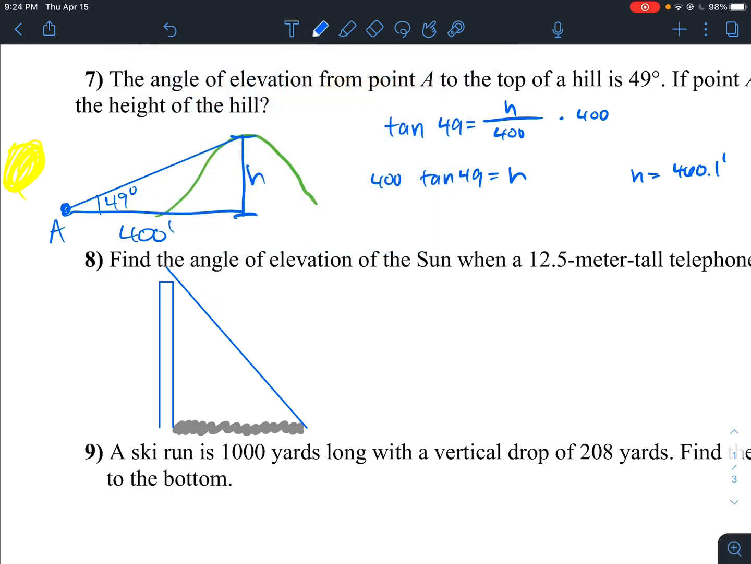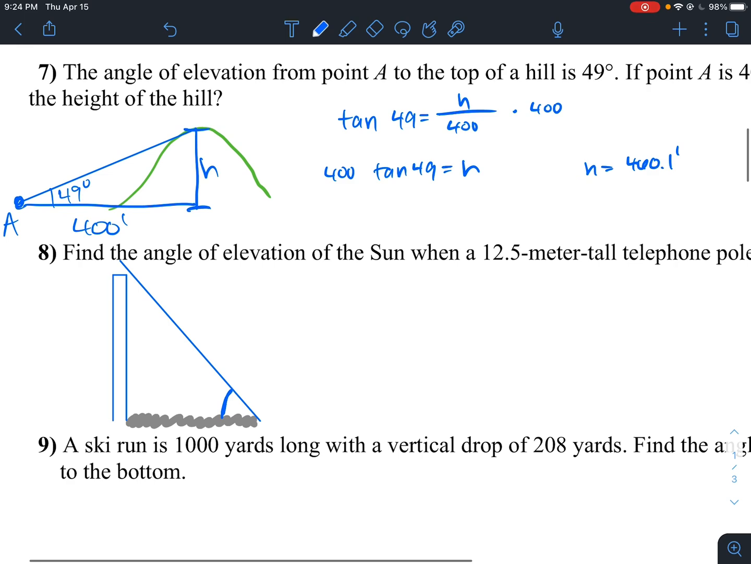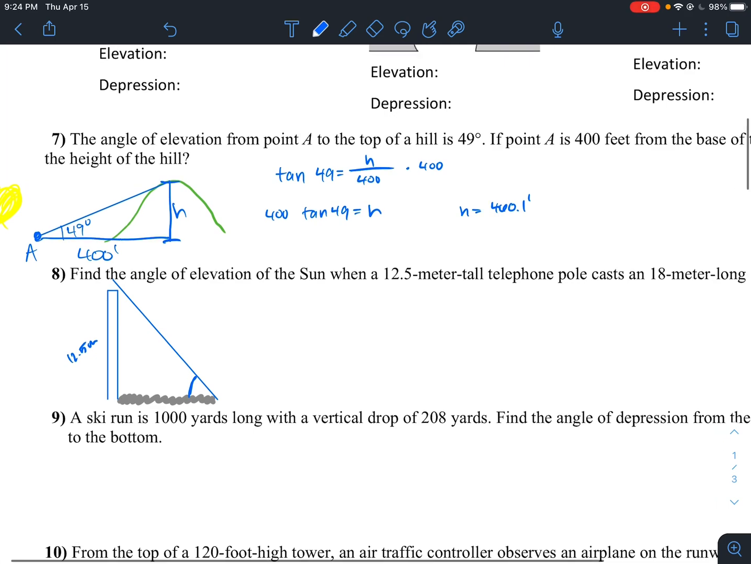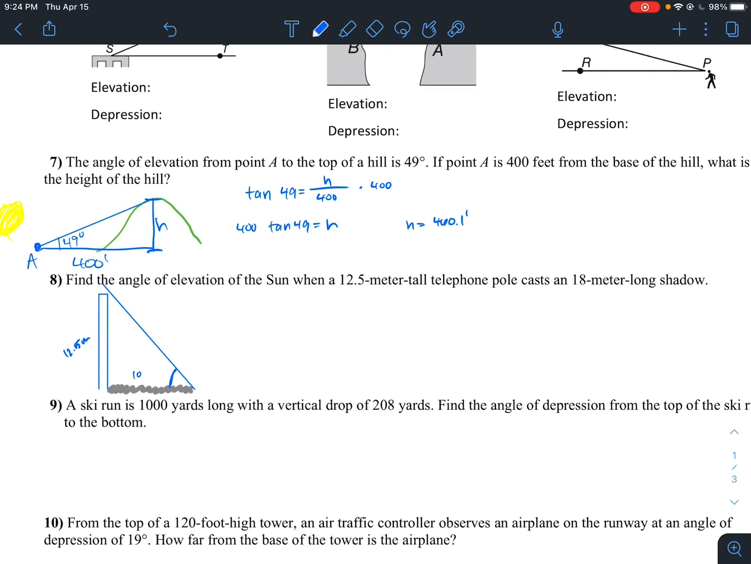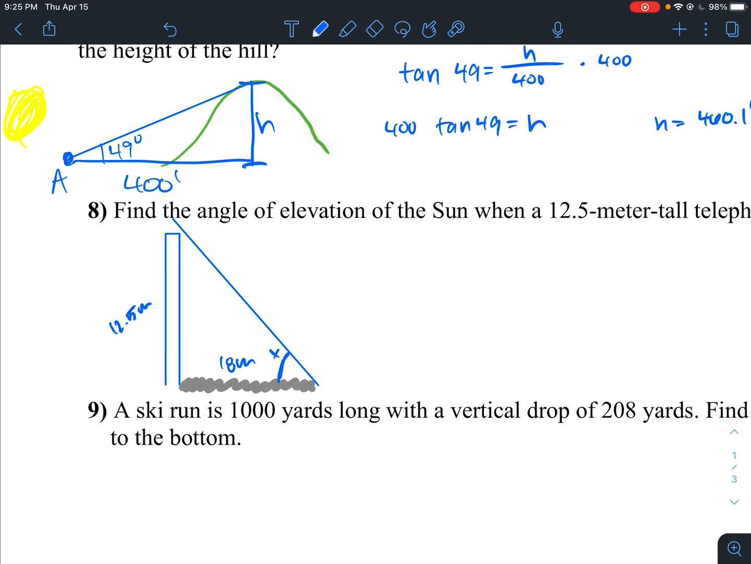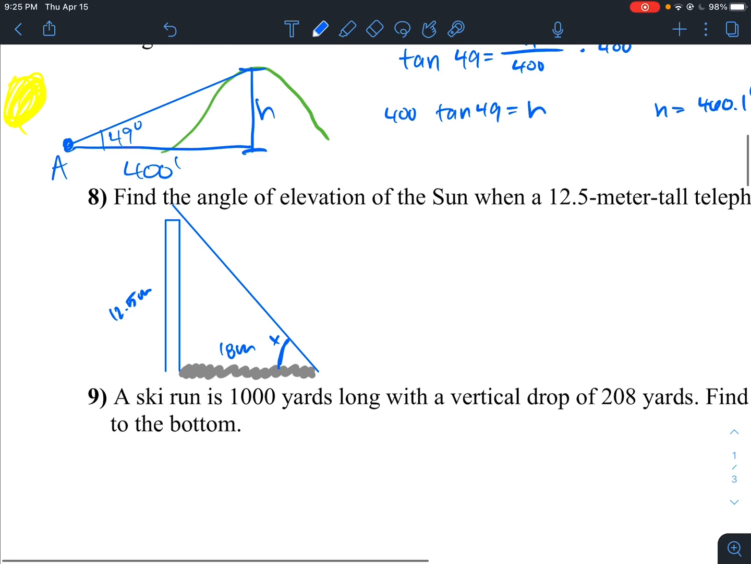So once I have this picture drawn, let's see if we can line up our numbers. Find the angle of elevation. Well, it's telling us that we're trying to find an angle of elevation. So right here is an angle of elevation of the sun when a 12.5 meter tall telephone pole. So 12.5 meters is how long the telephone pole is, and the shadow is 18 meters long. And x is the angle. That's what we're trying to find, so our angle, we'll say, is x.